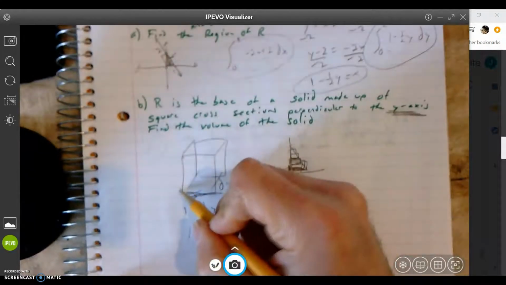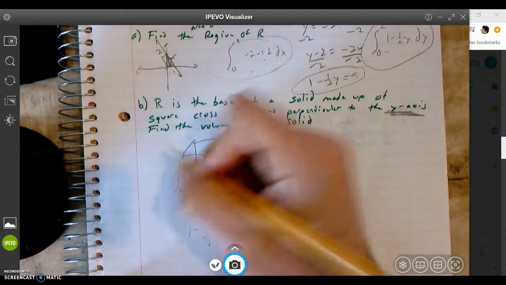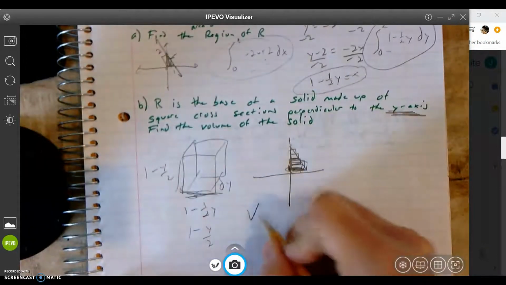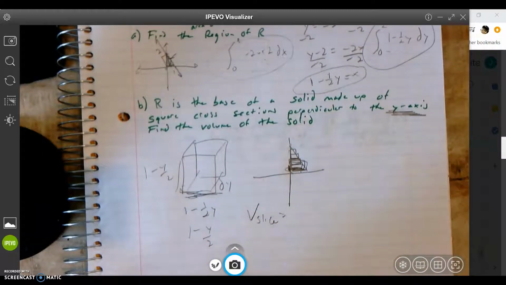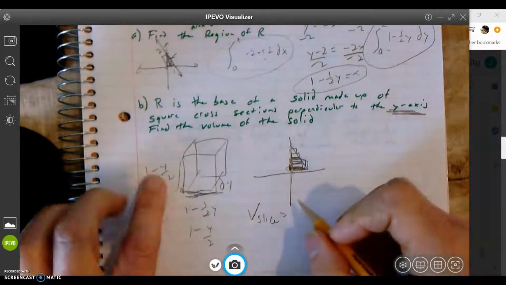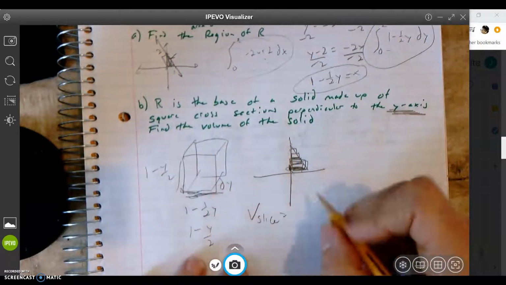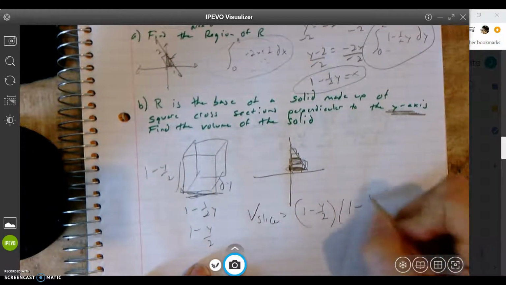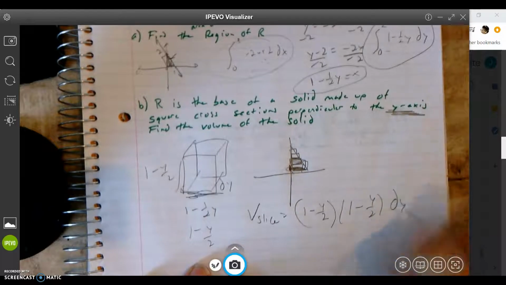Okay, so since it's a square, that would mean that this and this side are the same. So this is 1 minus y over 2. And so the volume of a slice is going to be length times width times height. So that's going to be 1 minus y over 2 times 1 minus y over 2 times dy.